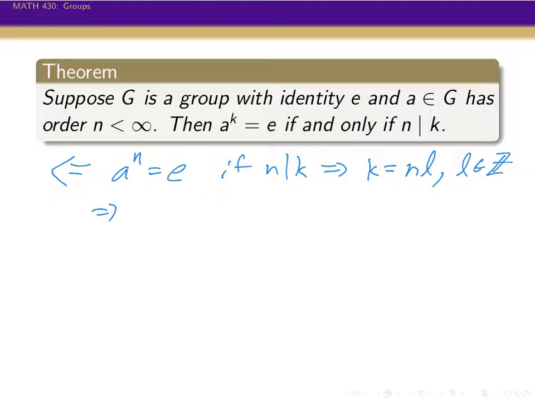And so going back to a to the n equals e, that means that if I do a to the n and then apply it to itself L times, that's the same thing as applying e to itself L times. If I apply a to itself n times and then do that to itself L times, how many times have I been applying a to itself? I get a to the n times L. Applying e to itself L times doesn't really change anything. I get back e. So this proves the opposite direction. So now let's go the forward direction.